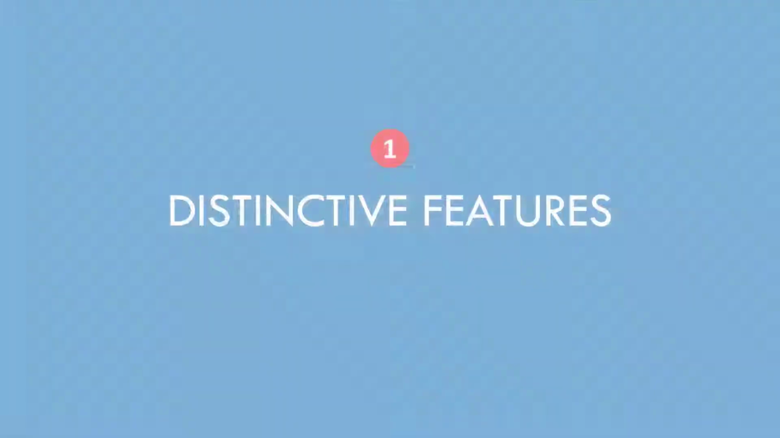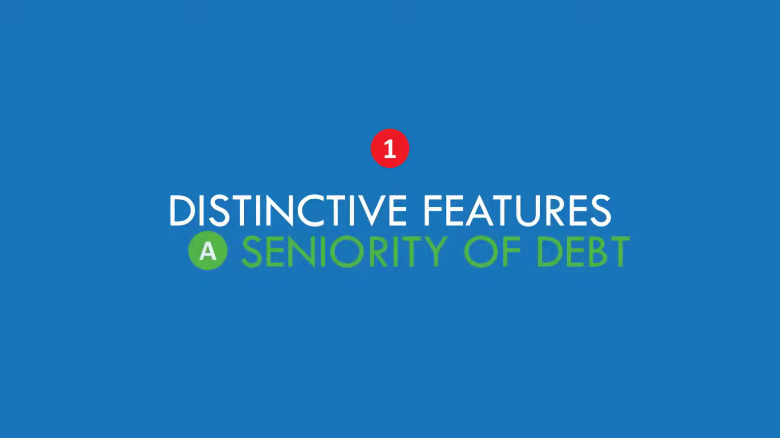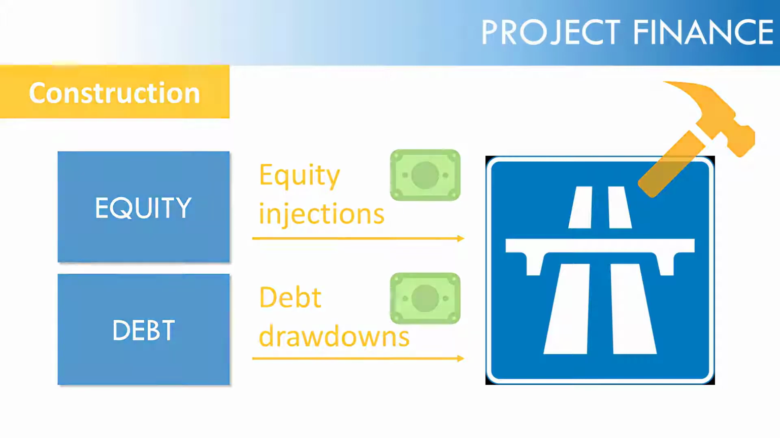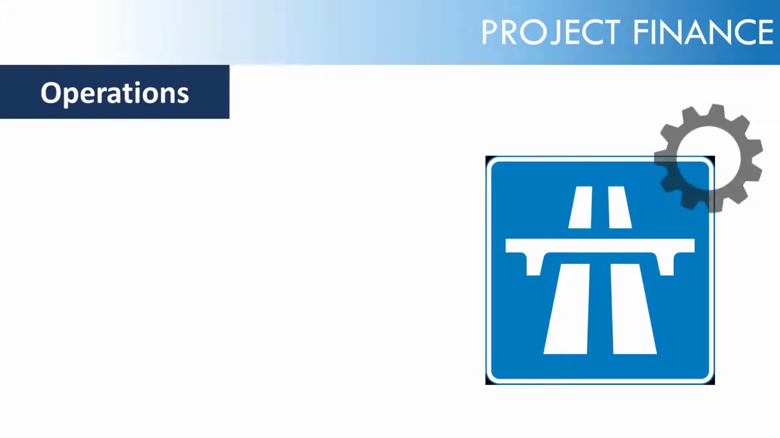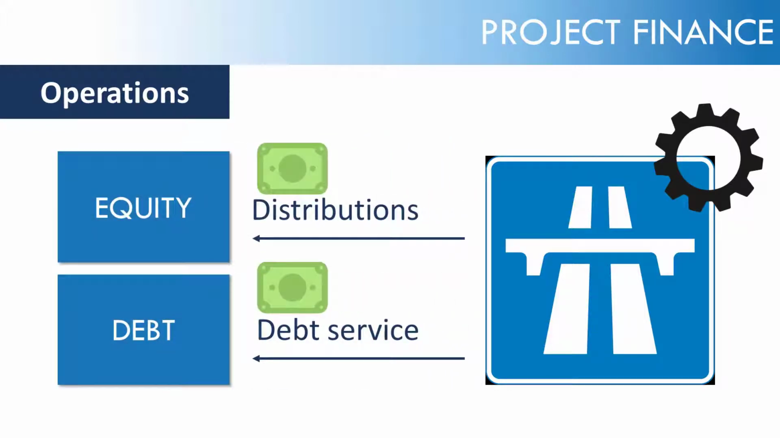Firstly, let's talk briefly about the distinctive features of a project finance model. We're talking about large projects, typically infrastructure like a toll road. Who funds the construction? Well, simplistically, debt and equity. And then the project is operated, producing cash to the funders through debt service and distributions.